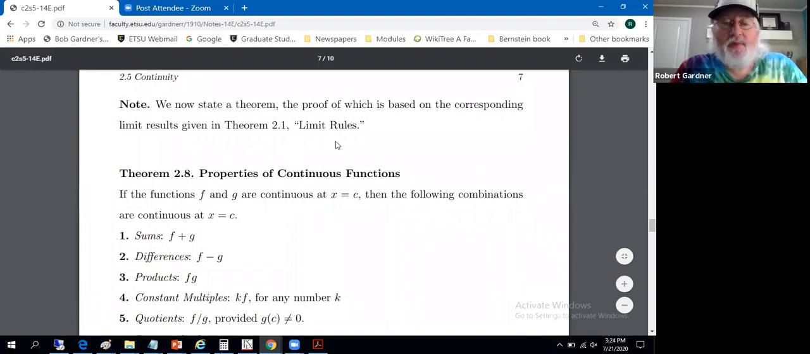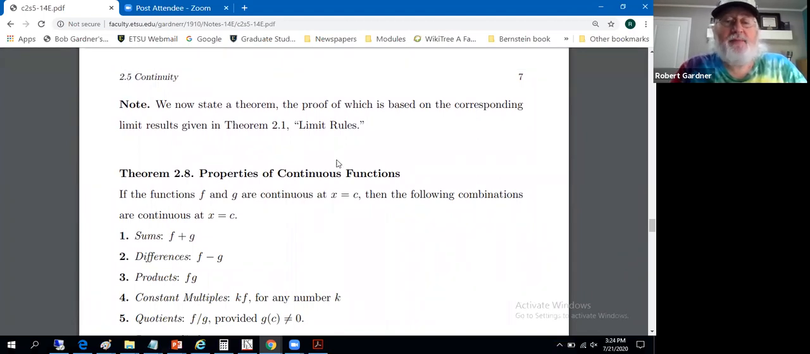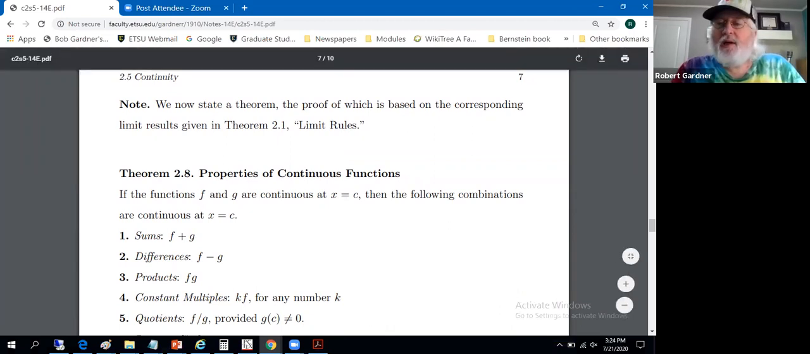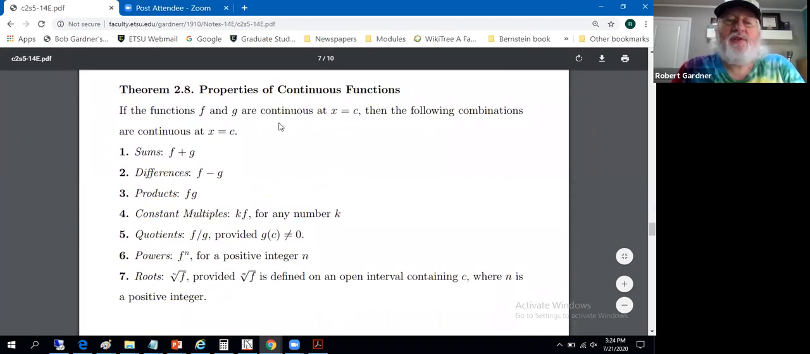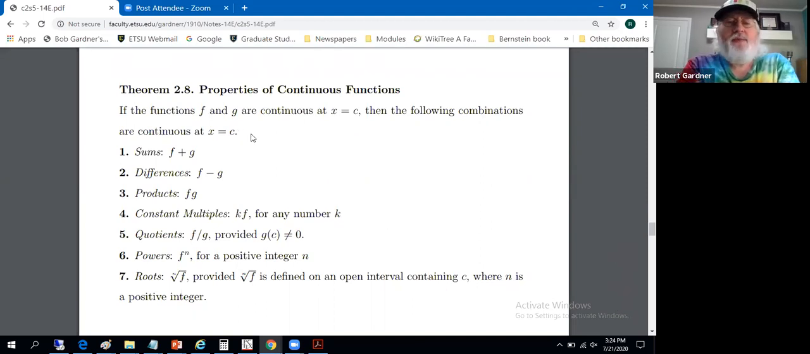Theorem 2.1, limit rules, allows us to establish a bunch of continuity, sort of suggested by some of the things we've already seen. If functions f and g are continuous at x equals c, then the following combinations are also continuous at x equals c. So continuity means, by definition, you can evaluate limits by substitution. That's how you know polynomials are continuous. That's how you know rational functions are continuous on their domains. I've claimed trig functions are continuous on their domains, and I owe you some details on that.